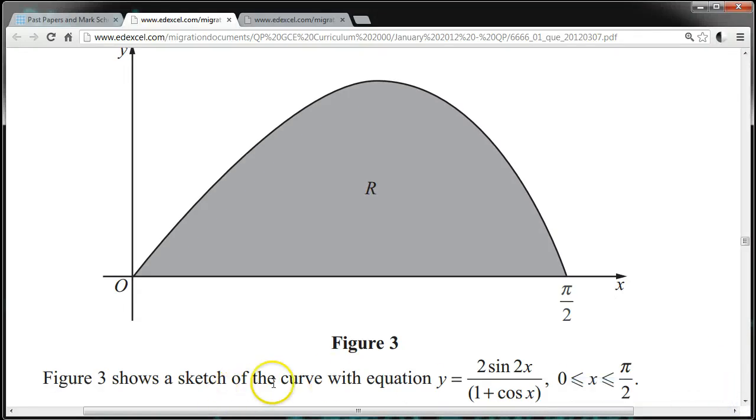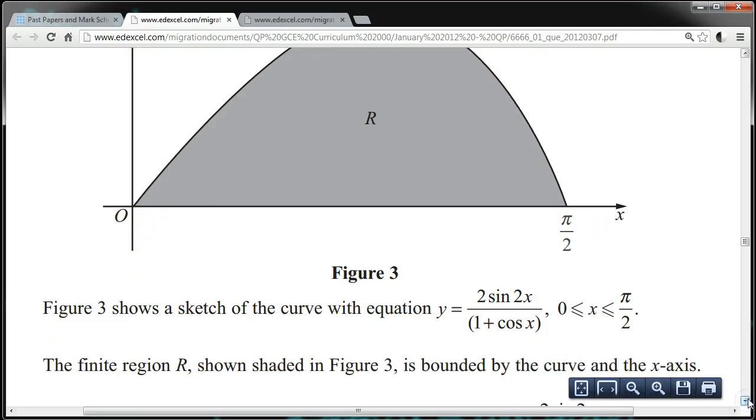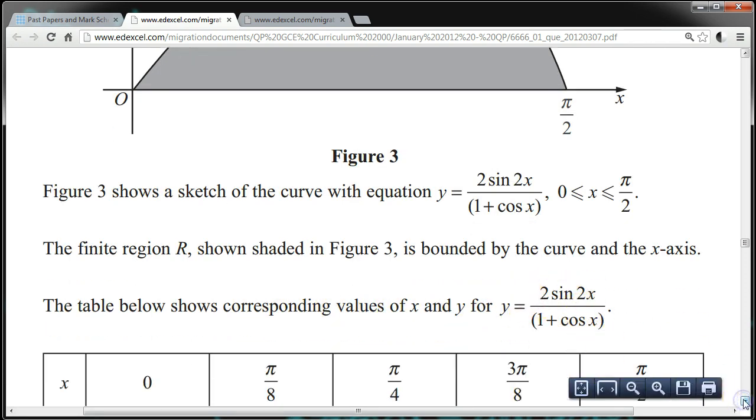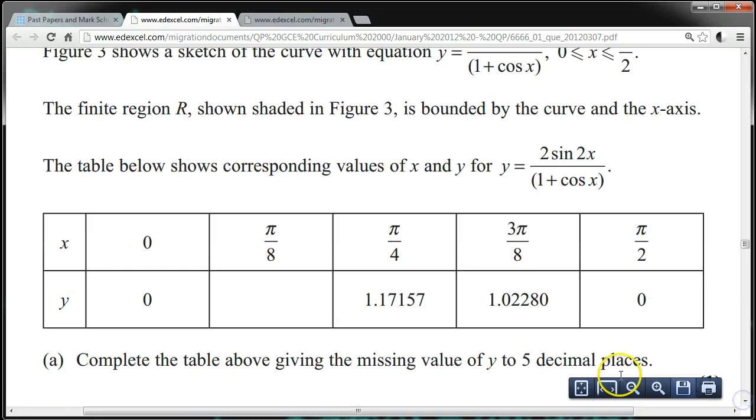Figure 3 shows a sketch of the curve with equation y equals 2 sine 2x over 1 plus cos x between 0 and pi over 2. The finite region R, shown shaded in figure 3, is bounded by the curve and the x-axes. The table below shows corresponding values of x and y for y equals this value here. Complete the table above, giving the missing value of y to 5 decimal places.